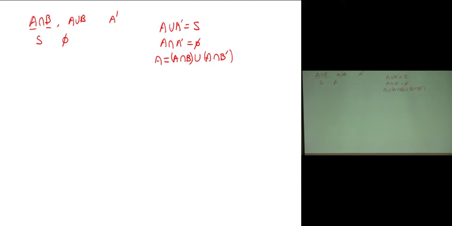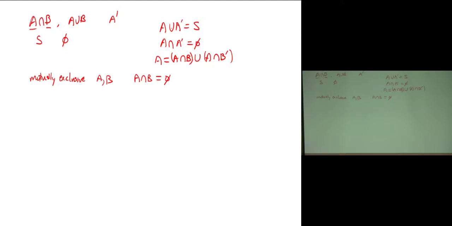So it's very important. The concept of mutually exclusive events, you have to know the properties and how they are used. We say that 2 events are mutually exclusive if A intersect B equals the empty set.